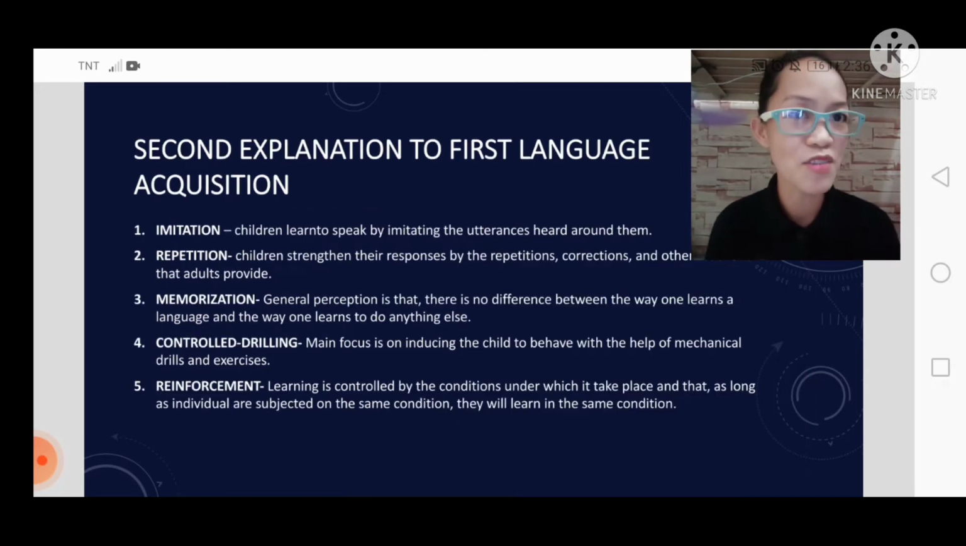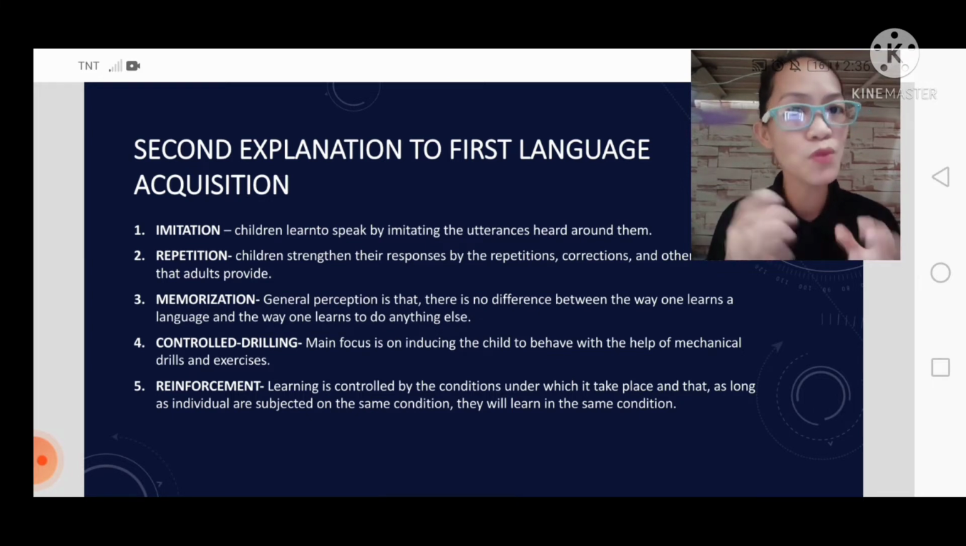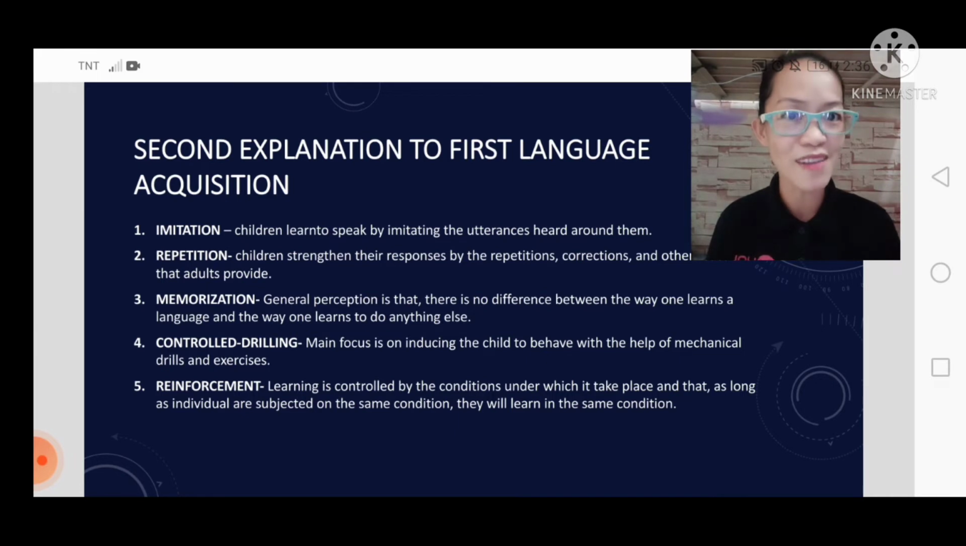The second explanation for first language acquisition. Number one, imitation. Number two, repetition. Number three, memorization. Number four, controlled drilling. And number five, reinforcement. So, imitation: children learn to speak by imitating the utterances heard around them, which means that everything children hear from their parents and the people around them, they can imitate and use to speak. They can use the language the way they want.